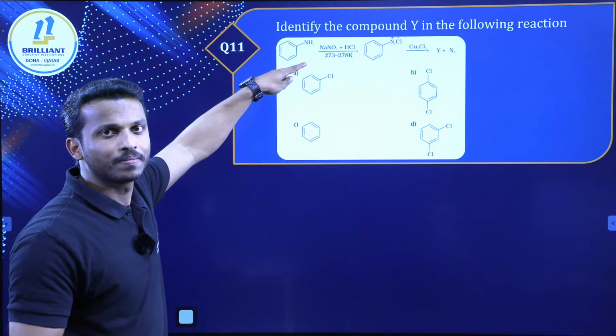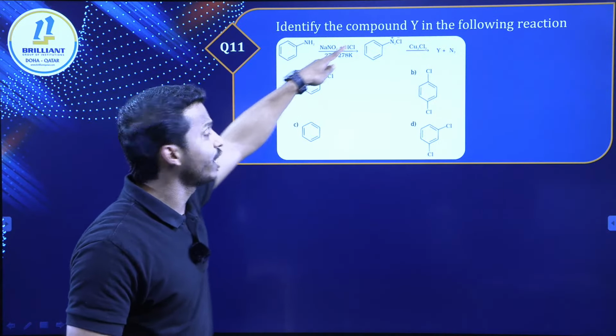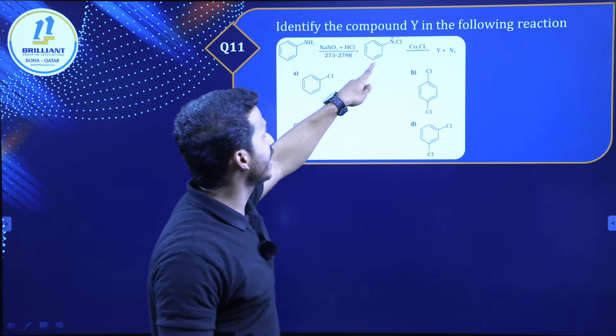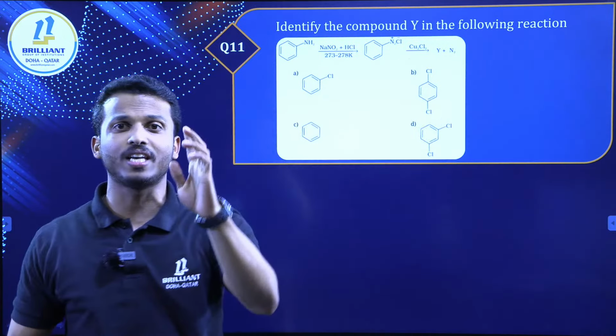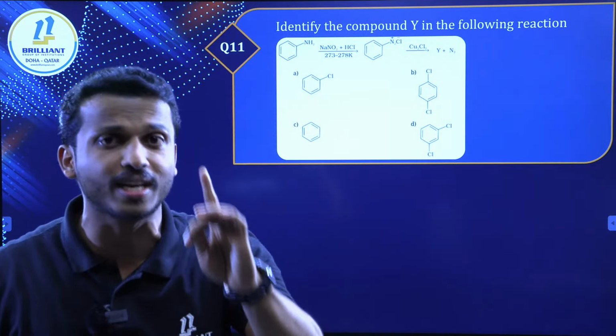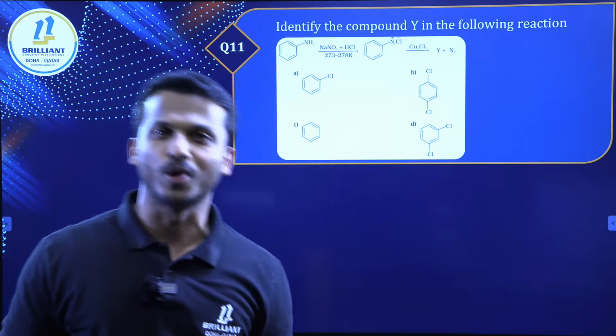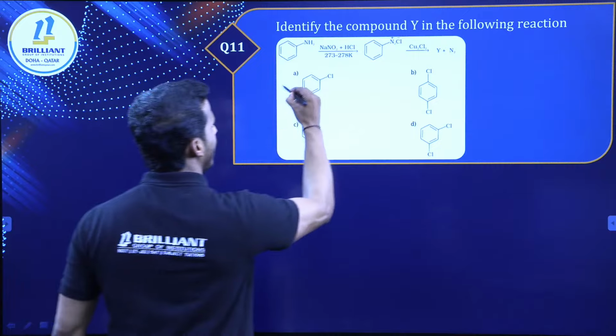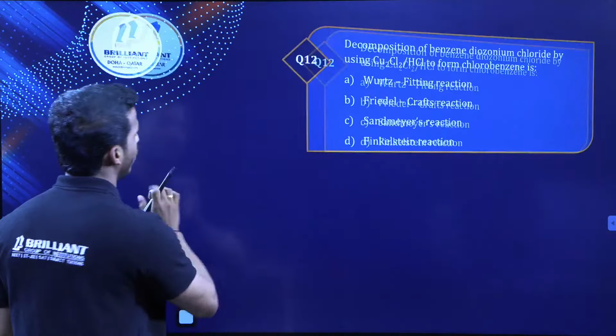This is aniline. Aniline on diazotization gives benzene diazonium chloride. Benzene diazonium chloride when treated with Cu2Cl2, that is which reaction? Sandmeyer reaction. What will you get? Chlorobenzene. Option A, you will get chlorobenzene as the compound.